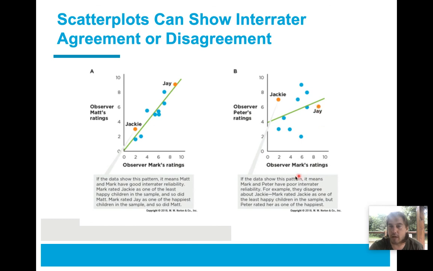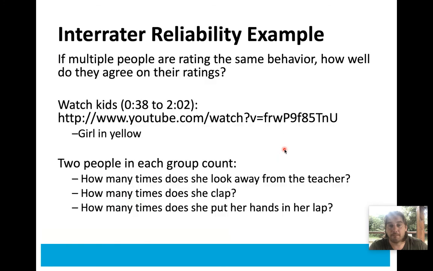The same thing with Jay, right? Mark says that Jay is a 9 on happiness, but Peter says that Jay is like a 6 on happiness, right? It's a problem. And we can see from the scattered spread of their scatter plot that they're not in agreement, right? Their ratings are all over the place. And so this would represent poor inter-rater reliability. We have a problem, right? We got to fix it somehow.